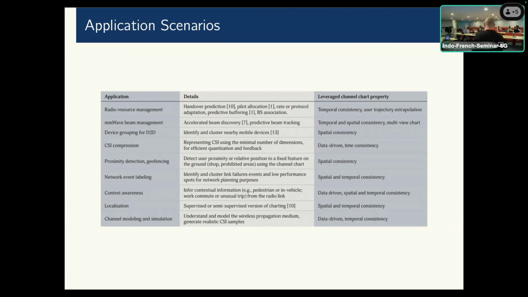Localization. The idea there would be to enhance classical localization methods using a self-supervised approach. So it would not be self-supervised anymore; it would probably be semi-supervised. Let's say I have a channel chart, but for some positions I know the real geographical position. This allows me to rotate my channel chart back into the true geographical coordinates. Maybe also some channel modeling, channel simulation, things like that.